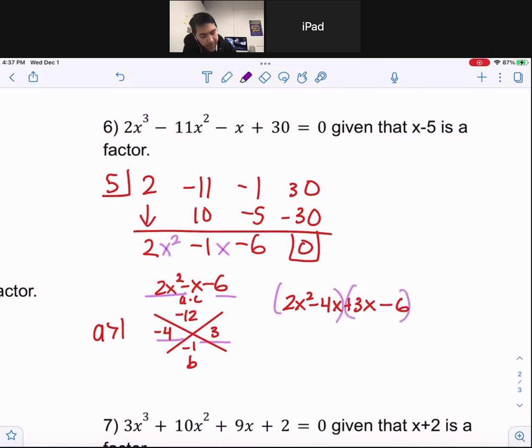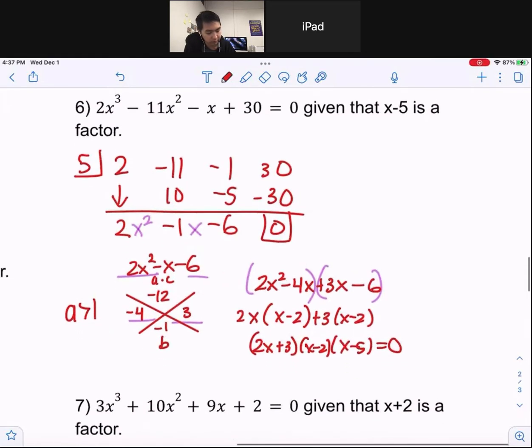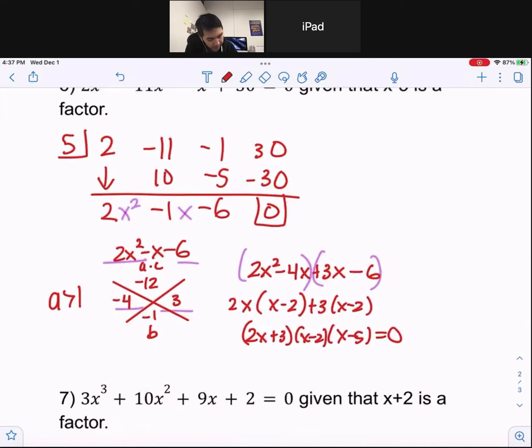Group. We can factor out a 2x from there to get x minus 2. We can factor out a 3 from there to get x minus 2. So we got 2x plus 3 times x minus 2. Don't forget our original factor of x minus 5. All of that is equal to 0. Now for this one, x has to equal 2. This one, x has to equal 5.